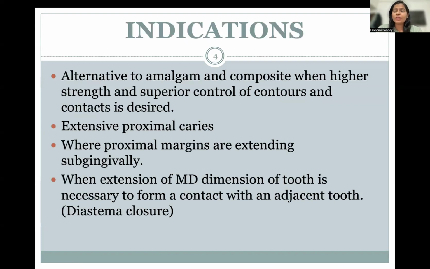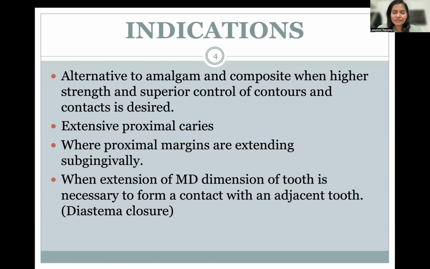So let's come to the indications. Indications of cast metal restoration. So what exactly are cast metal restorations? It is generally given as an alternative to amalgam or composite restoration when high strength is needed or superior contacts or contour is needed, especially in class 2. So whenever a case like class 2 comes, where the contact should be good for proper oral hygiene maintenance, in such cases we go for cast metal restoration.